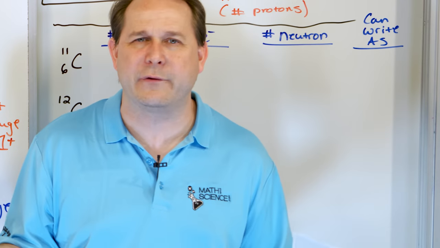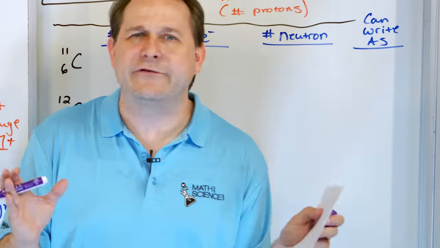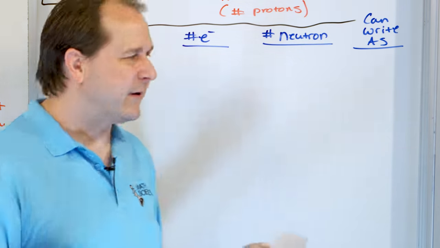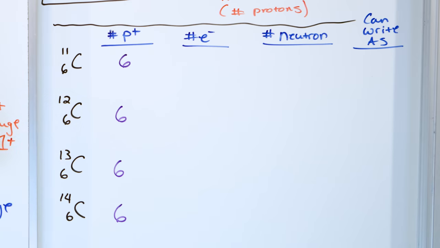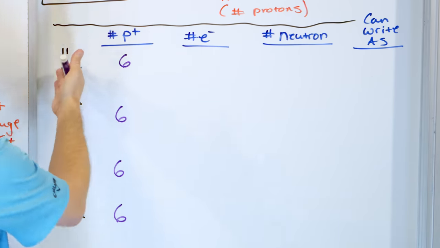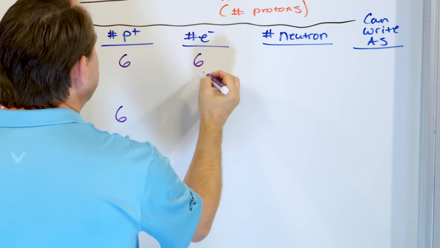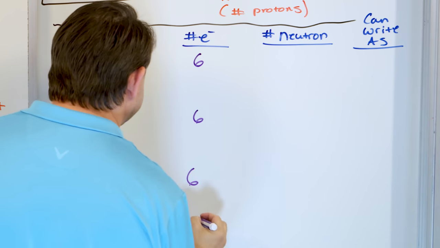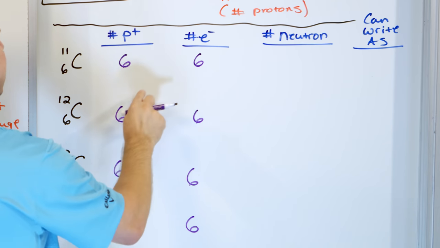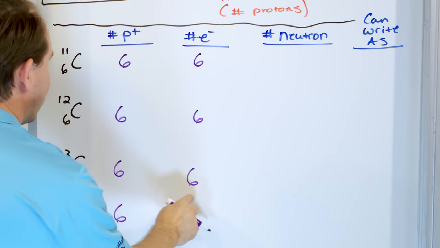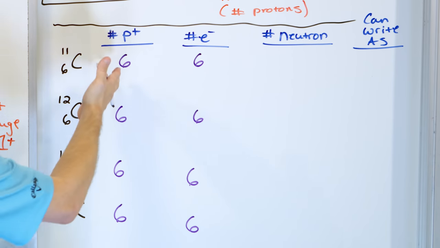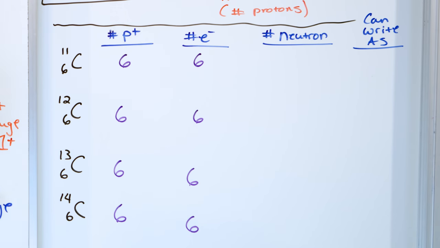It's like different kinds of ice cream. Slightly different, but they're all ice cream. They all melt. They're all made of milk, okay? So these are all having 6 protons. Now, these are atoms of carbon. That means they're electrically neutral, and so they all have an equal number of electrons. So they all have 6 electrons. You have to have an equal and opposite number of electrons to protons in order to have a neutral atom. So we know already how many electrons are in each of these atoms as well.